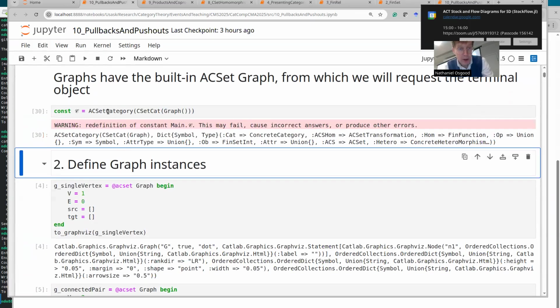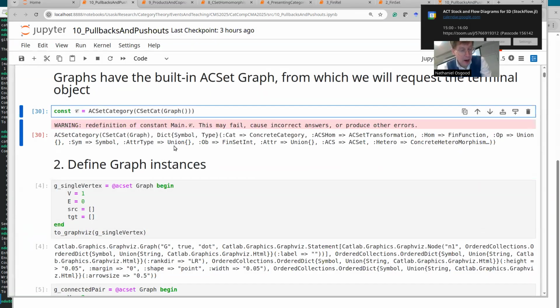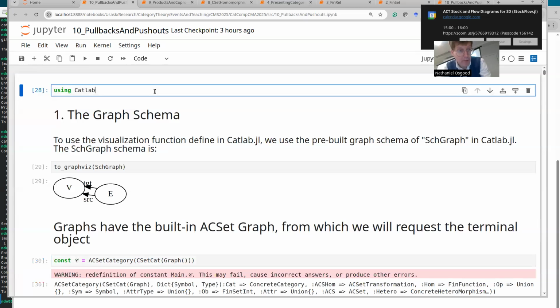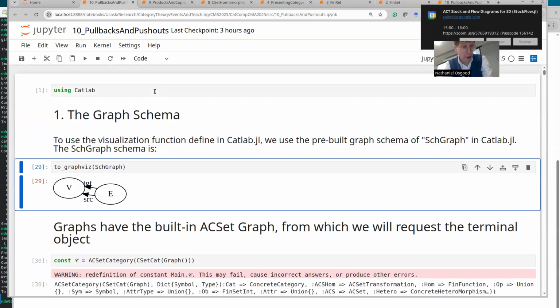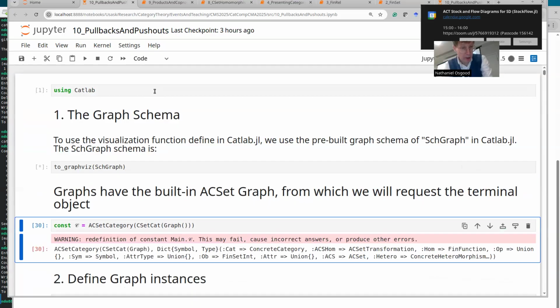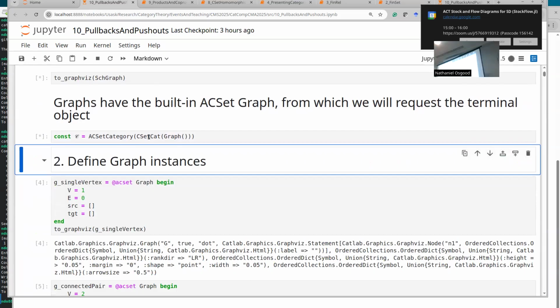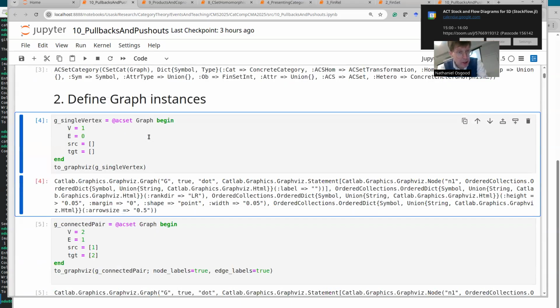I've got to restart the kernel because apparently I was running this before. Sorry. Let me restart the kernel so I don't diverge from what you see. Okay, so I'm going to import Catlab. I'm going to show schema. I'm going to be operating in the C set schema for graphs. So C here is graphs, but again, it's nothing to do with it being built in. We could do this for any category C.